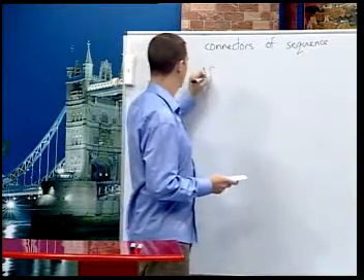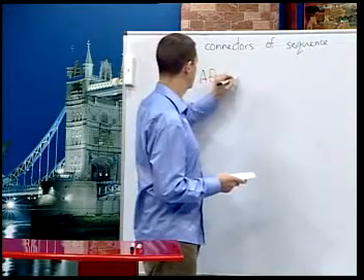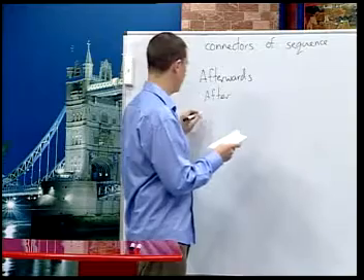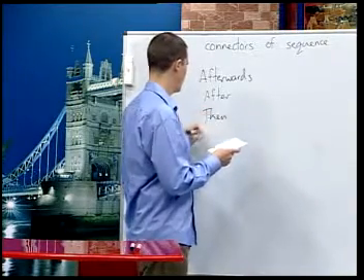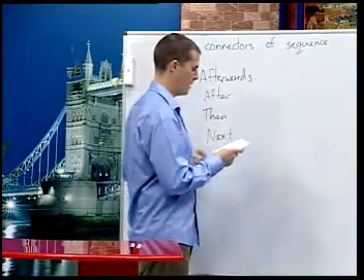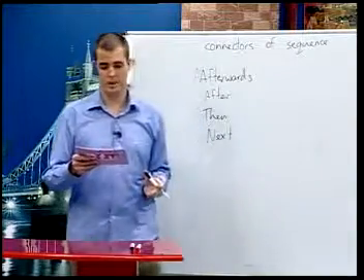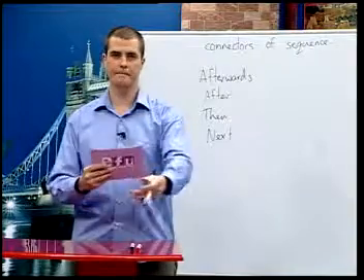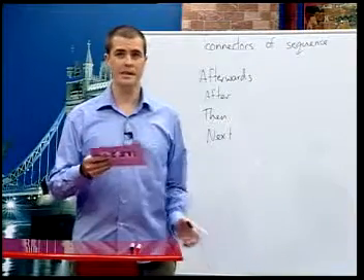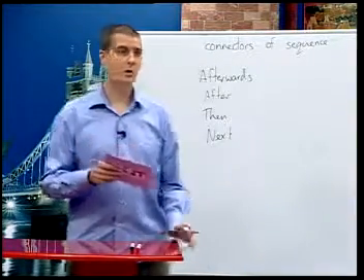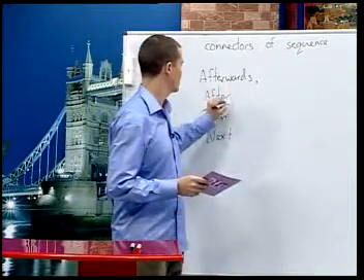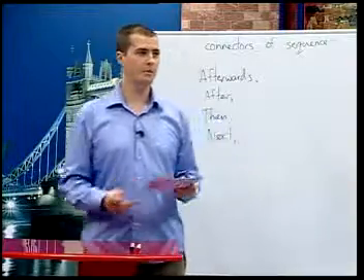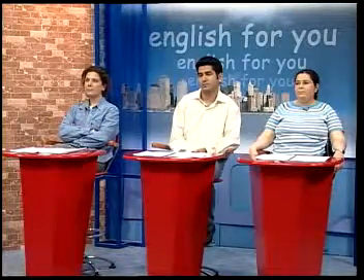Afterwards, after that, then, and next are all connectors of sequence. We use them when one event follows another. They usually begin the second sentence and a comma is used after the connector. Let's practice. This should be easy for you because we've already studied adverbs of sequence.